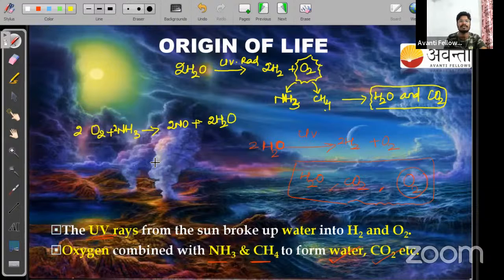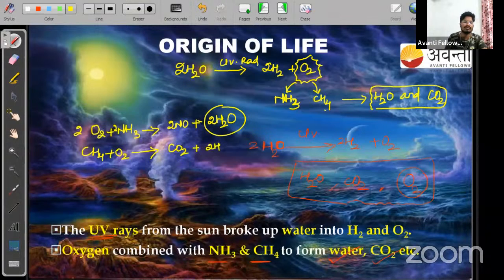Is that clear to everybody? So in this way H2O is produced, then your CH4 is there. When CH4 binds with oxygen, this gives rise to CO2 plus 2H2. We balance it, taking 2O2, and so this becomes a balanced equation.